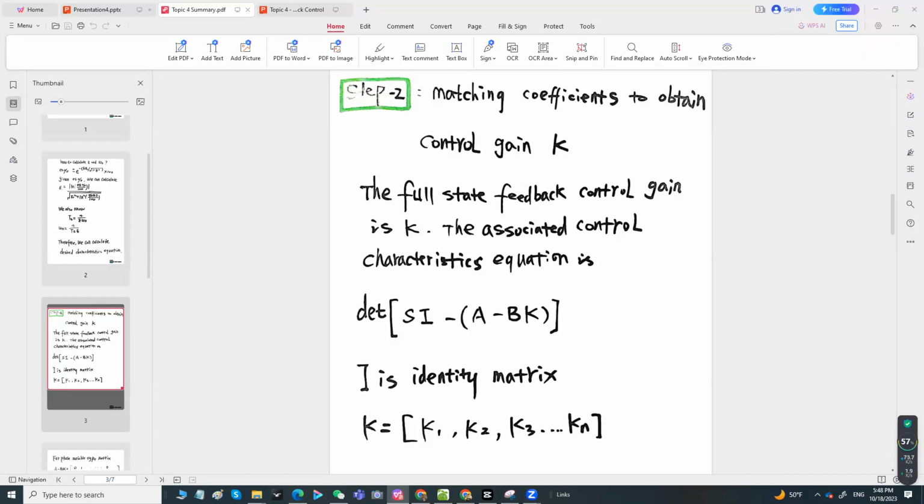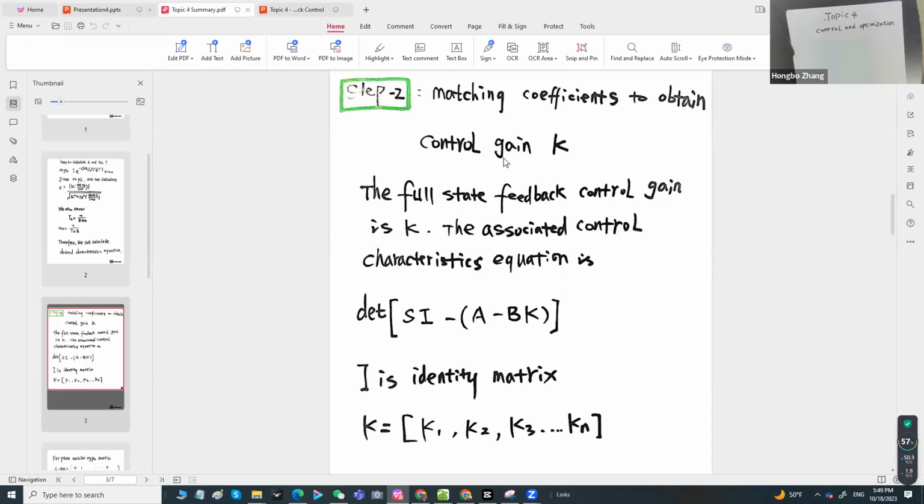Is it a square matrix? 5 by 5? Yes, absolutely. Yeah, 5 by 5. Okay. So as long as you know A matrix is 5 by 5, how many K should you have? If it's a 5 by 5 matrix A, the K should be from K1 to K5. Yes, absolutely. All right.